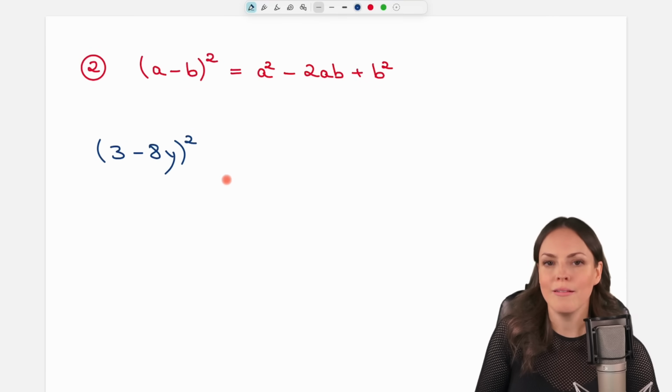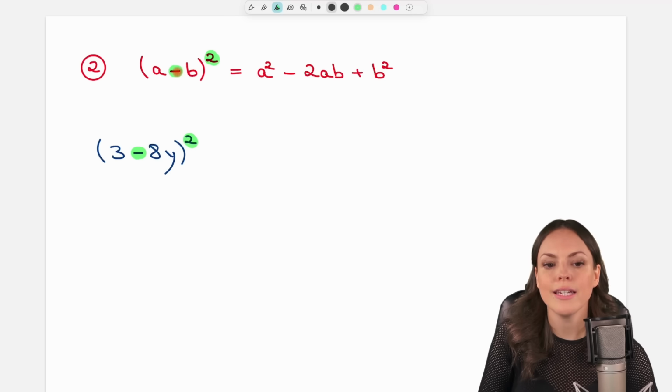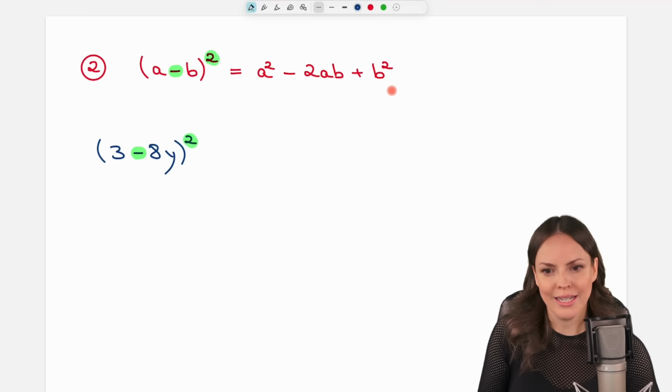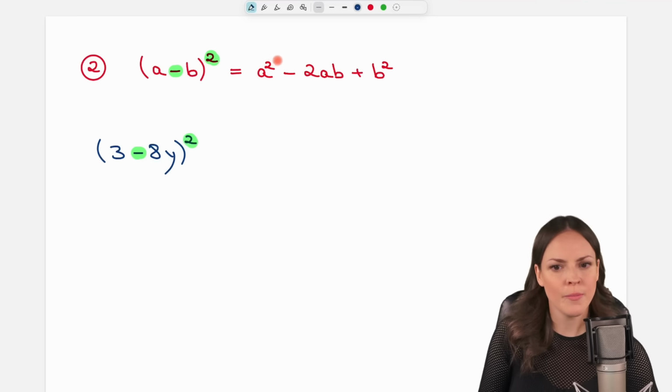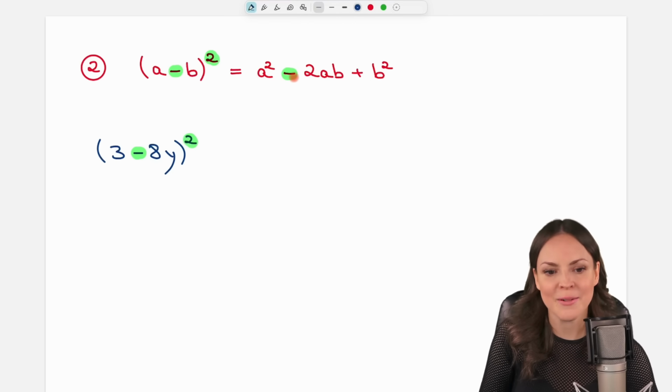Number 2, very similar. This time we have a square of a difference. So we take this formula where we have a square of a difference. What is different if we take a look at the formula here? Because we also have A squared, we have 2AB, and we have B squared. It's very similar. The only difference is this minus here. So in the first formula, if you have a plus here, you also have a plus here. Second formula, if you have a minus here, then this is a minus here.